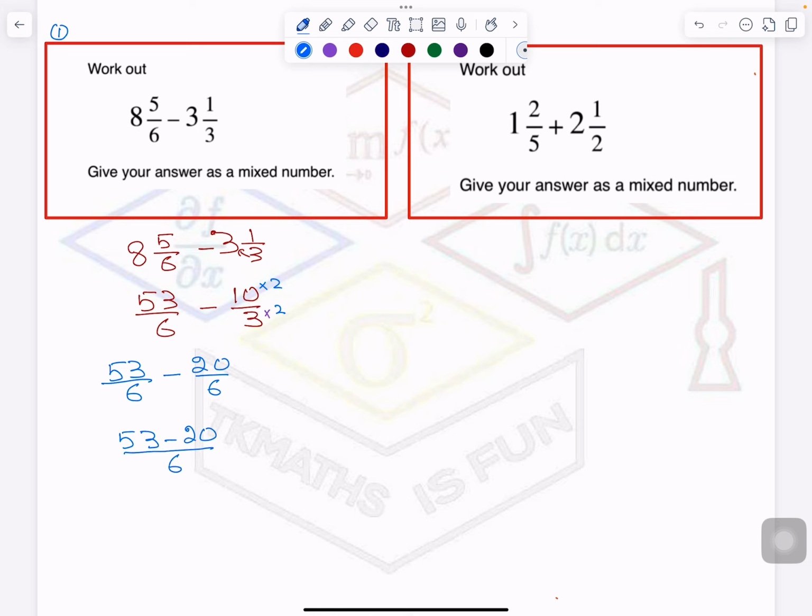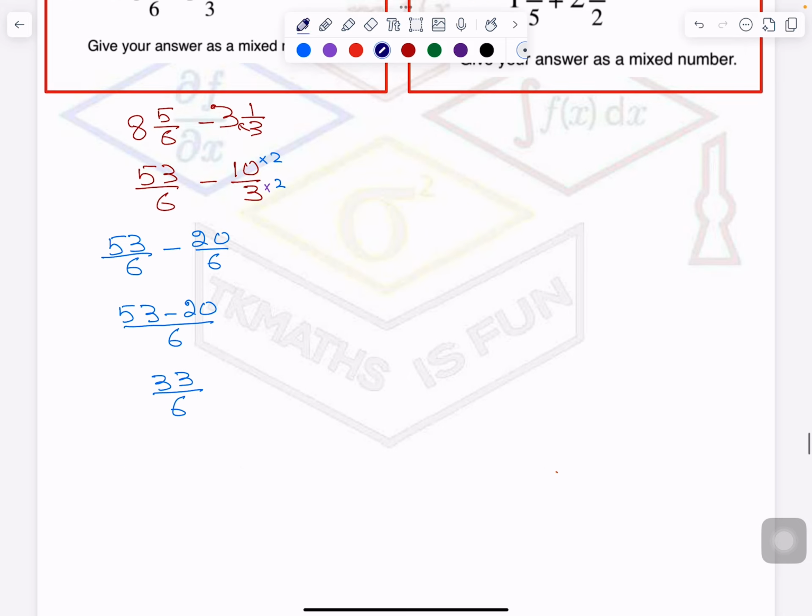So 53 minus 20 is what? 33. Now you can simplify it because they both are multiples of 3. So I can cancel here by the table of 3. 3 2s are 6. 3 11s are 33. Still, of course, it will remain an improper fraction, so I need to change this into a mixed number. So you got here 5 whole 1 upon 2. Mixed fractions need to be given as the answer in mixed fraction form.